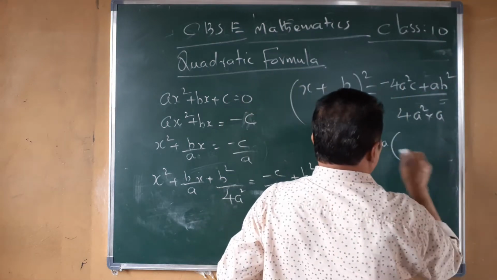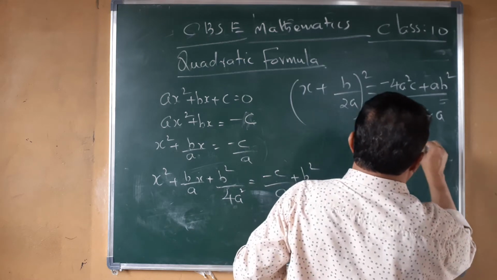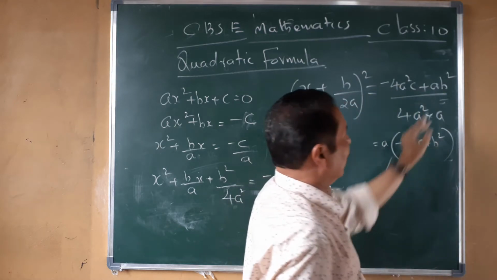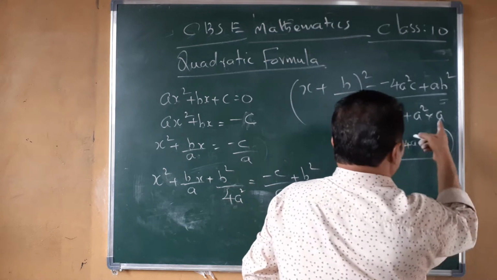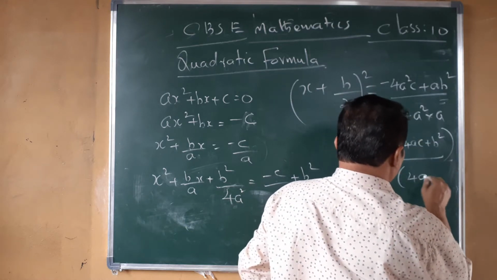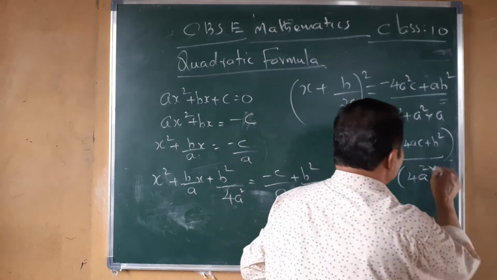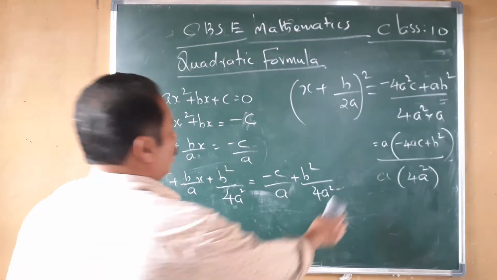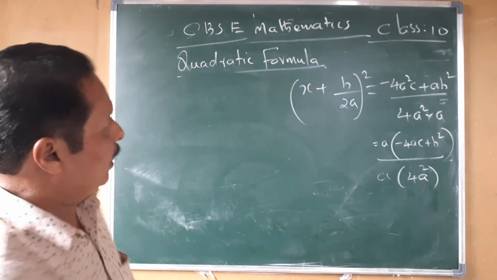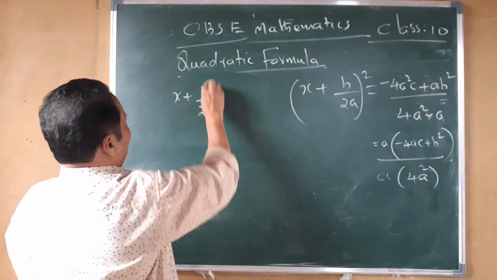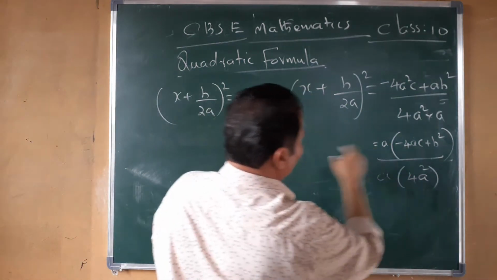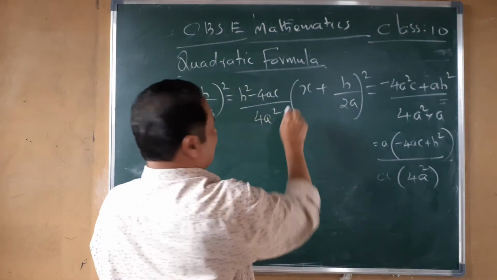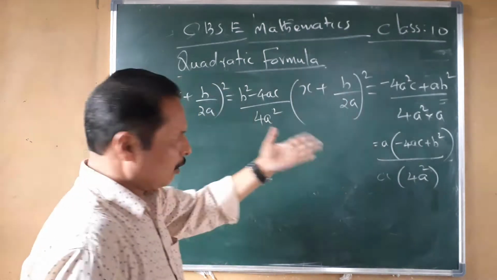a is a common factor, you get minus 4ac plus b square. a taken out as a common factor. One of the a is here. Here a taken out as a common factor. Here also a taken out, you get 4a square. Is it correct? Look here, 4a square into a, one of the a taken out. a and a get cancelled. So you get like this. That is x plus b by 2a whole square equal to b square minus 4ac by 4a square. Is it clear? a and a cancelled, a is a common factor.